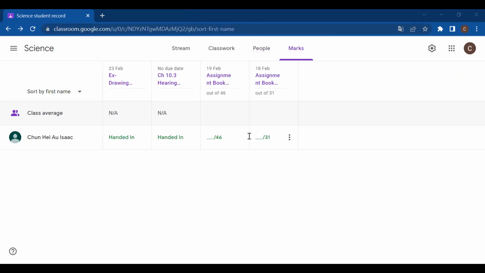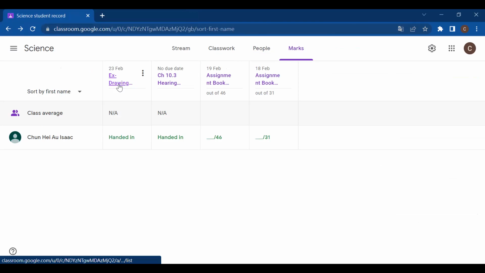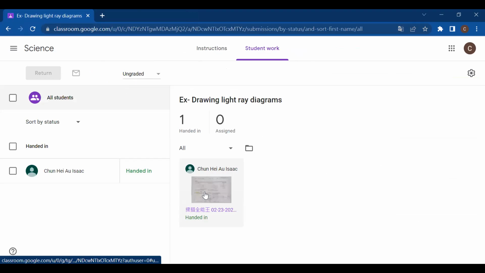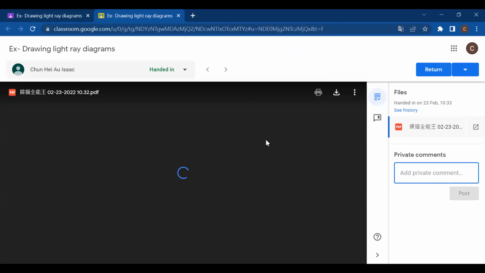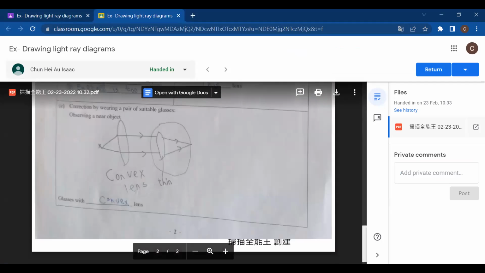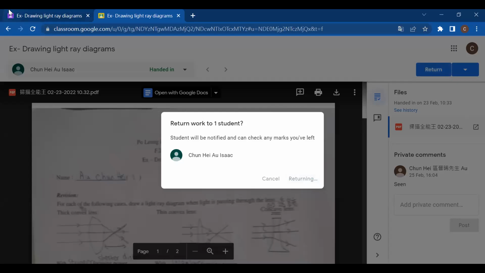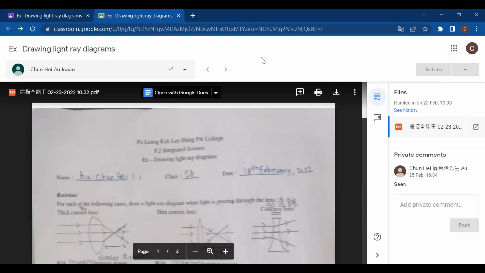Okay, good. I return it to you first. Okay, this is very good. Wow, very blurred, but also okay. I give you a different comment. Return it to you. So I've returned the assignment to you.